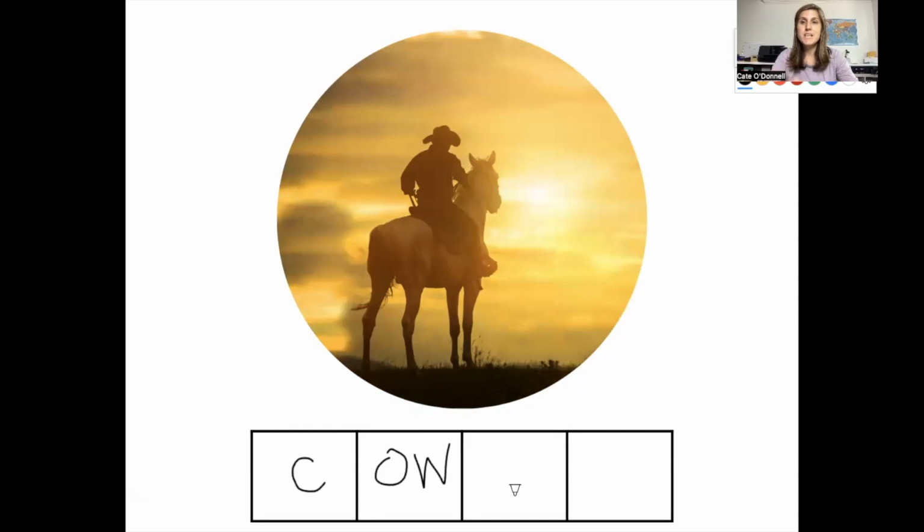After cow, what sound do you hear? Cow, B, B. What letter makes the B sound? The letter B. What is the last sound in cowboy? Oy is spelled O-Y. This is how we spell cowboy. You will notice that boy and cowboy have the same spelling of boy.